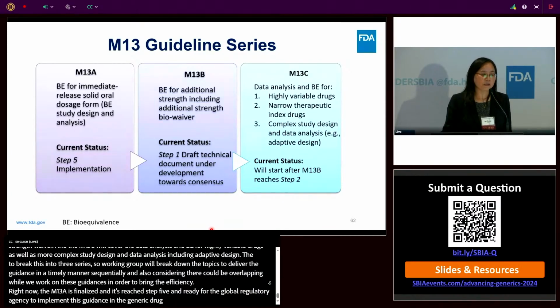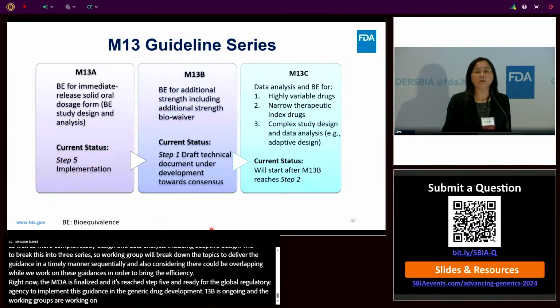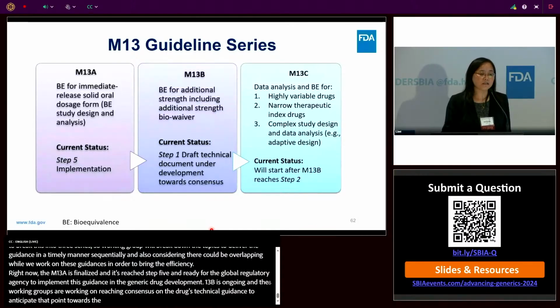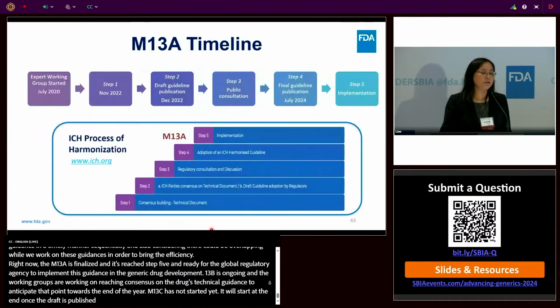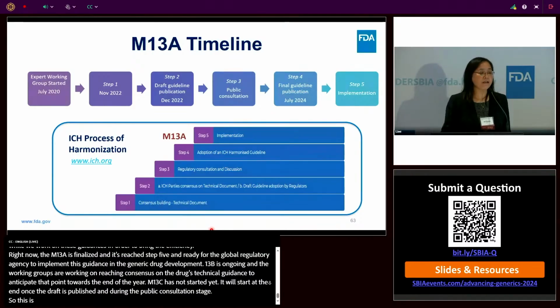M13B is ongoing, and the working group is currently working on reaching consensus on the draft technical guidance, anticipating reaching Step 1 towards the end of this year. And the M13C has not started yet. It will start after the M13B draft is published and during the public consultation stage. So it is really a long journey when I'm looking back. I have the privilege to serve as the rapporteur for the M13 expert working group.